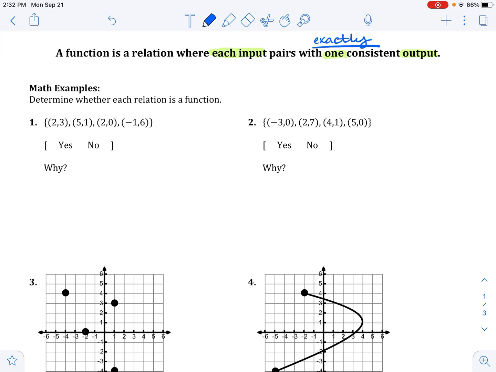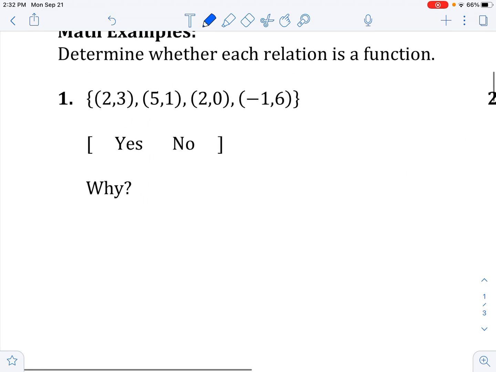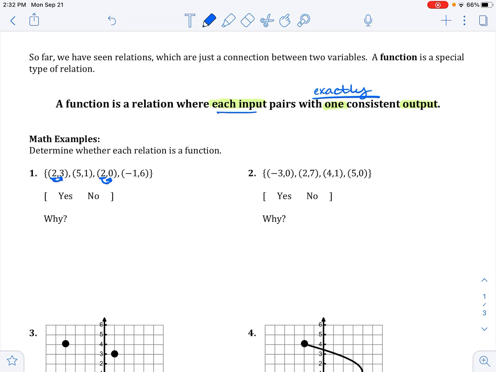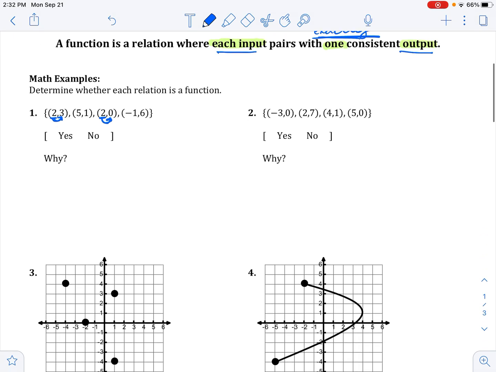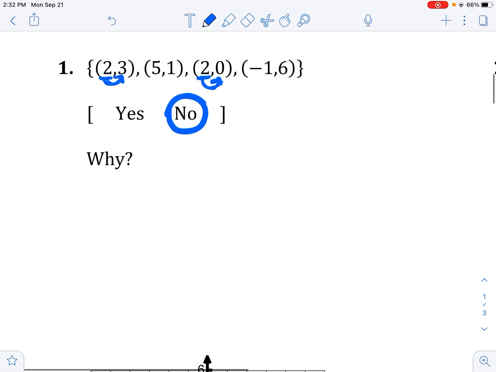So here's some examples. Determine whether each relation is a function. So this input of 2 is giving an output of 3. Input of 5 giving an output of 1. So far, so good. This input of 2 is giving an output of 0. So if you look right here, we just said 2 gives an output of 3. But 2 also gives an output of 0. So each input isn't giving exactly one output. It's giving two different outputs. So I'm going to say, no, this is not a function. And my reason why is because the input of 2 has two different outputs.